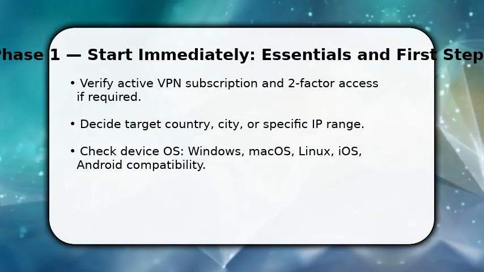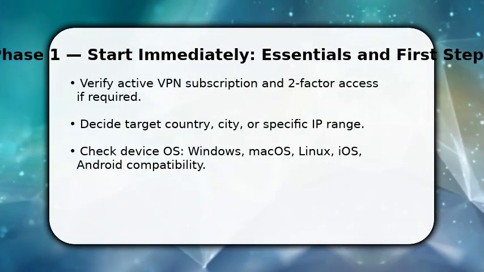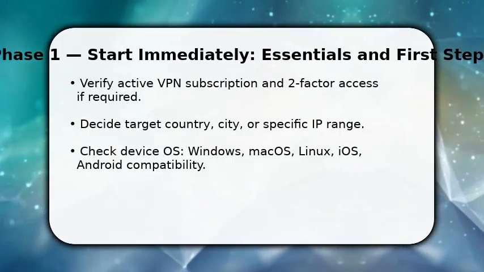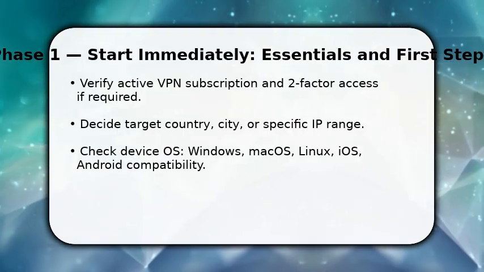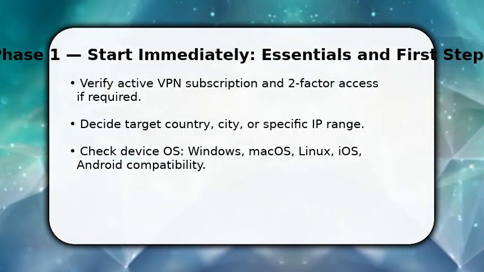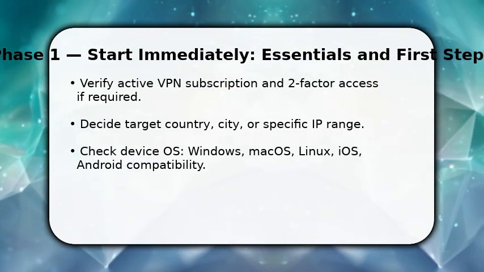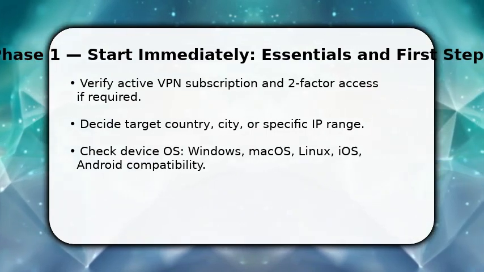Install the official VPN client for your operating system. Use the App Store or provider download. Once done, sign in and grant any requested permissions. Make sure kill switch and DNS leak protection options are visible so you can enable them before connecting.